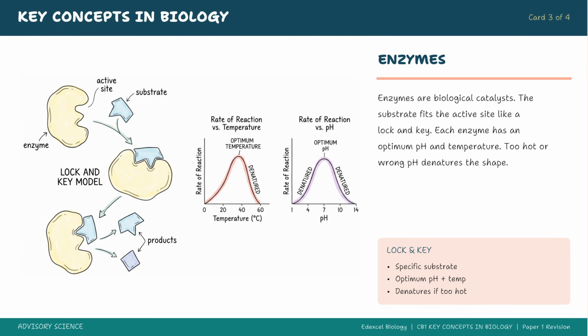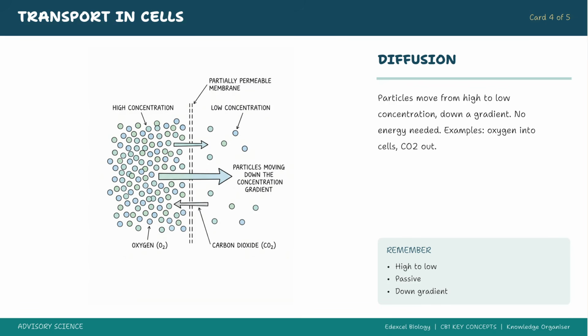Diffusion. Diffusion is the net movement of particles from a high concentration to a low concentration down a concentration gradient. Because it's down a concentration gradient, think of it a bit like a ball rolling down a hill, it's passive and you don't need any energy to do it.